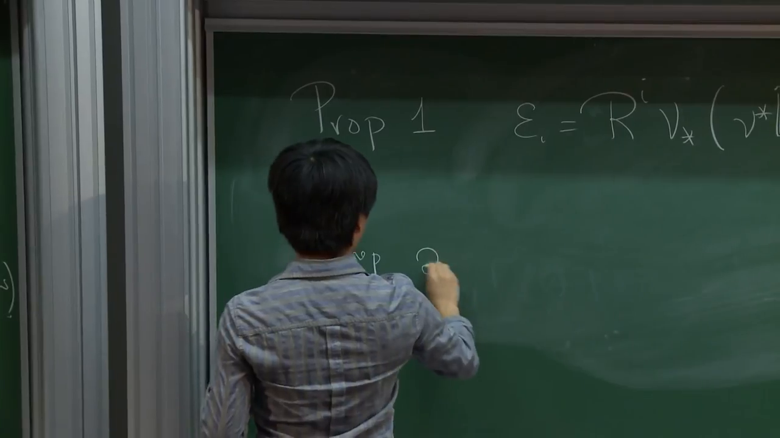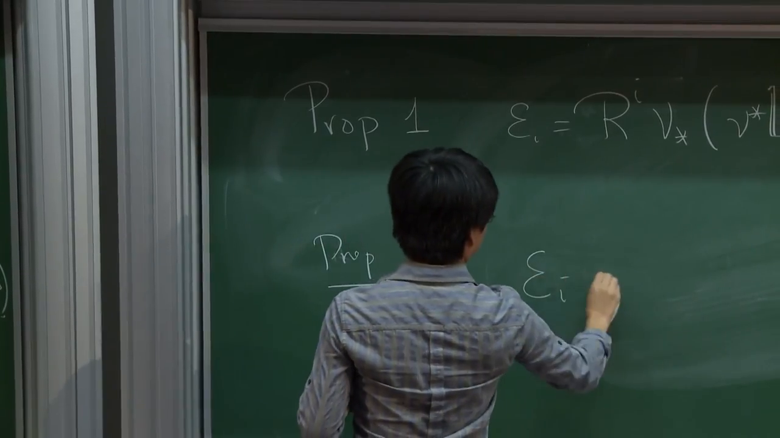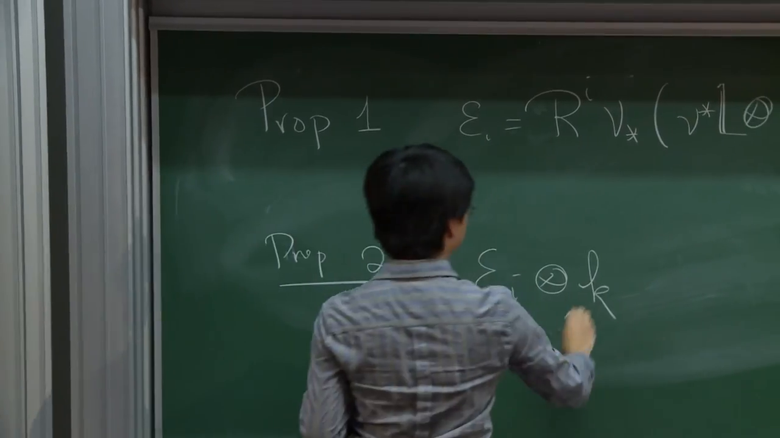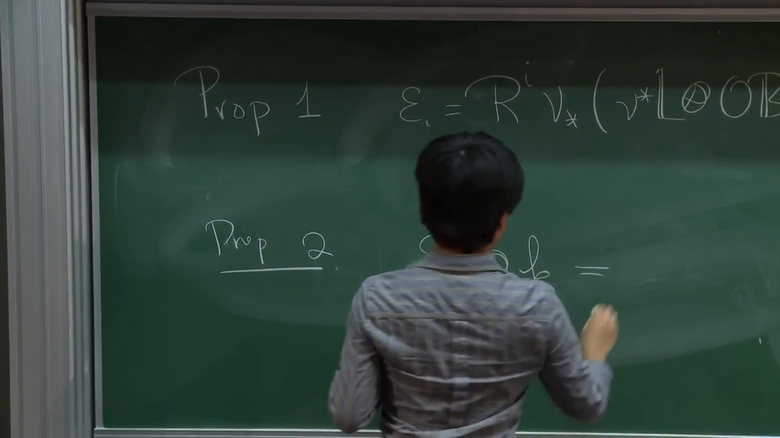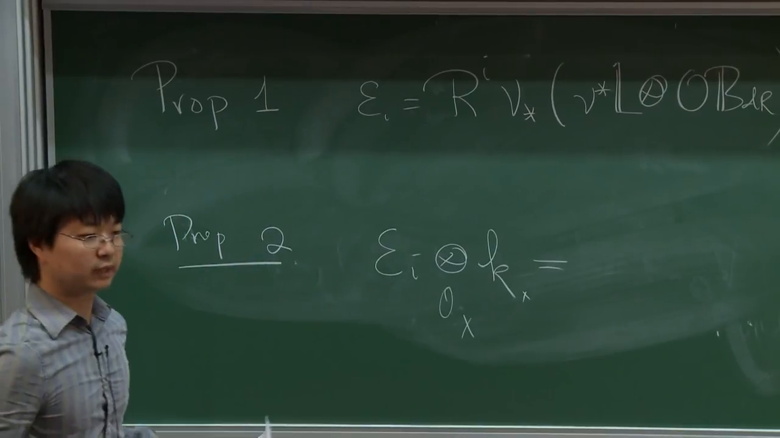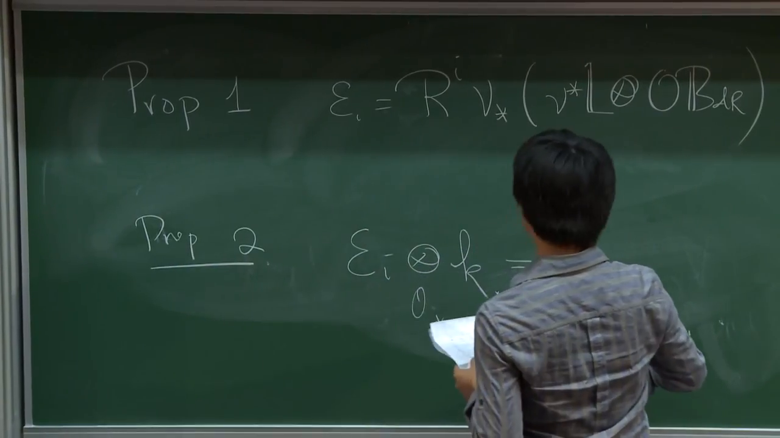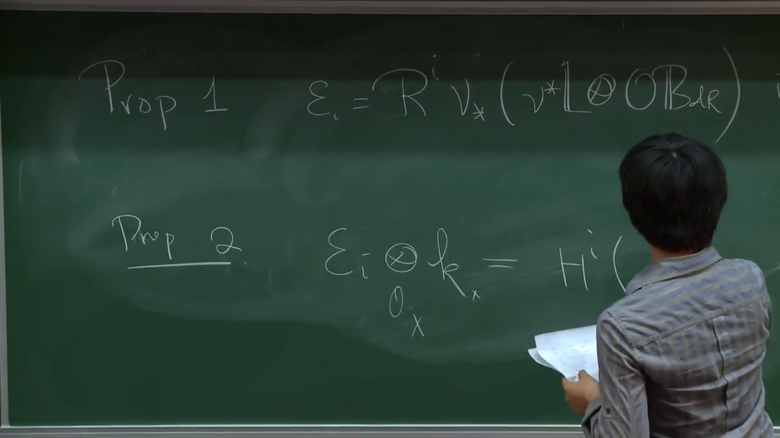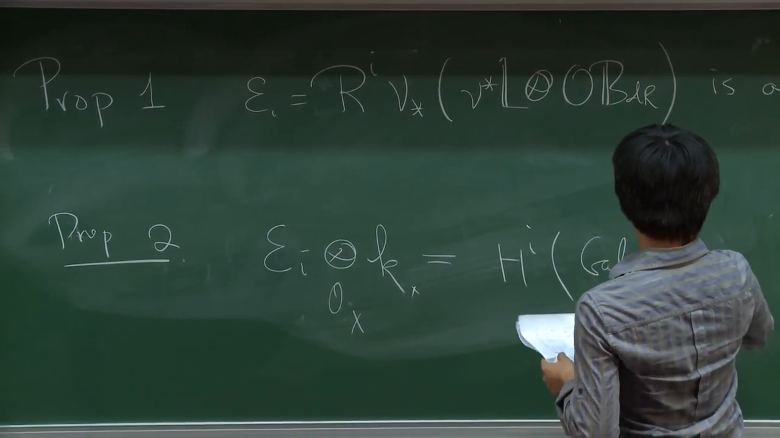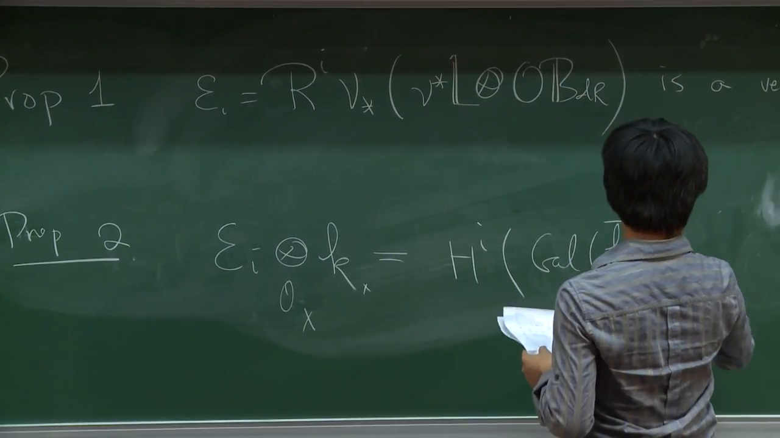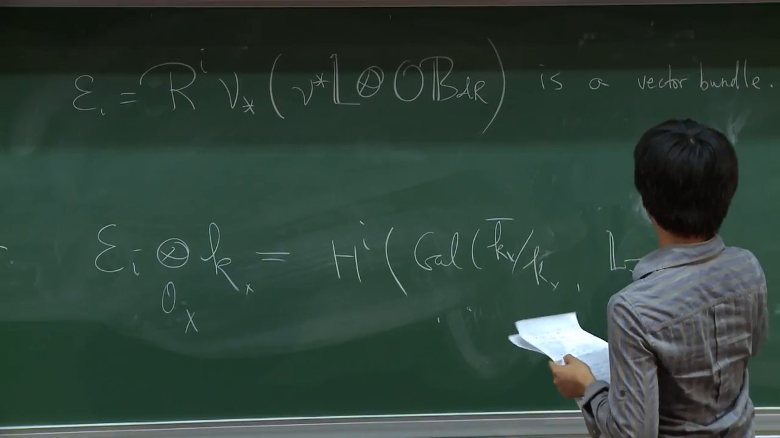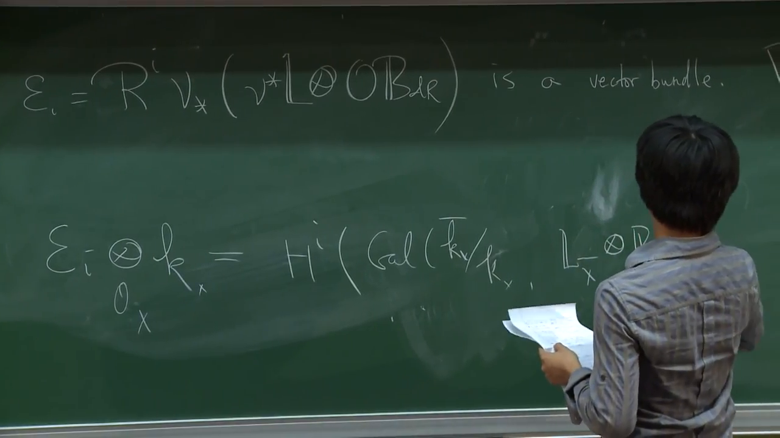And proposition two: if you consider its stalk, its fiber at a point x with residue field k(x), then this is exactly the H^i of the Galois cohomology of this L_x bar tensor B_dR.